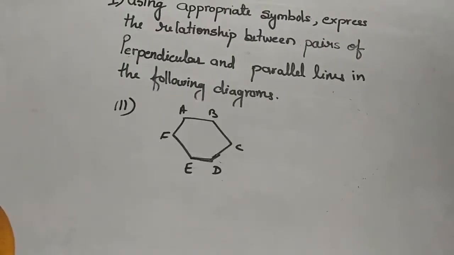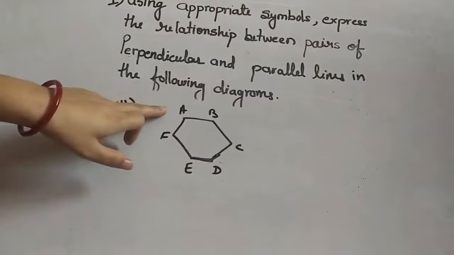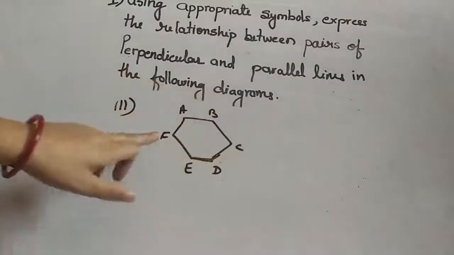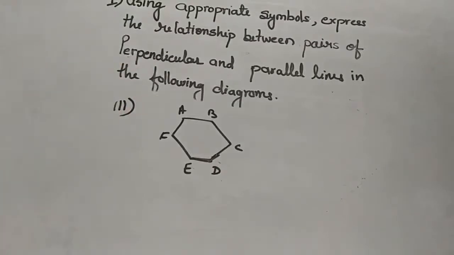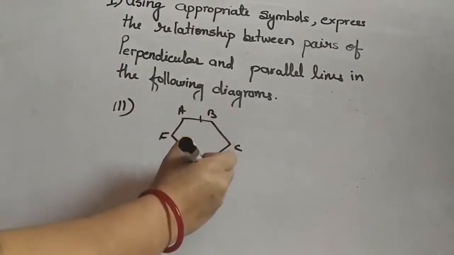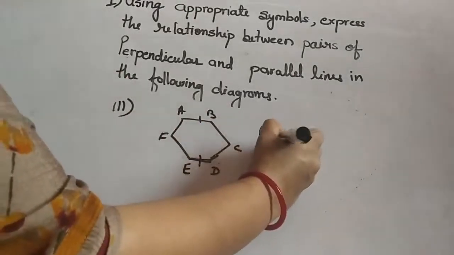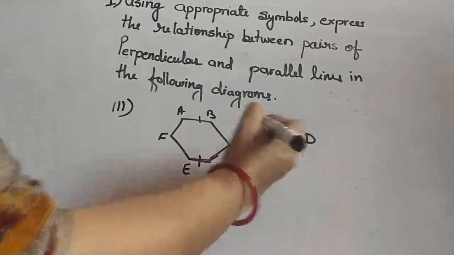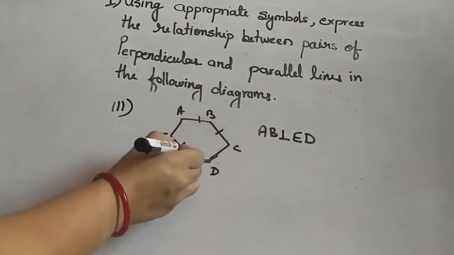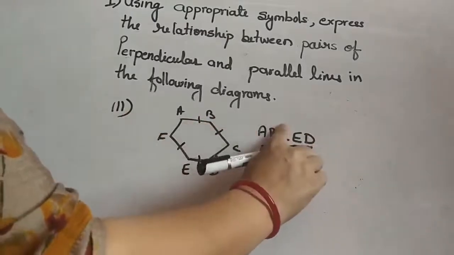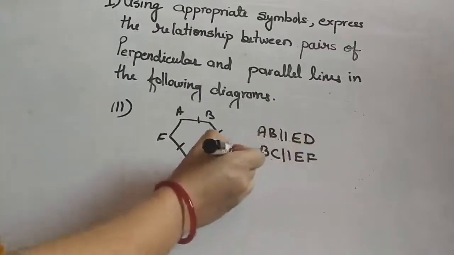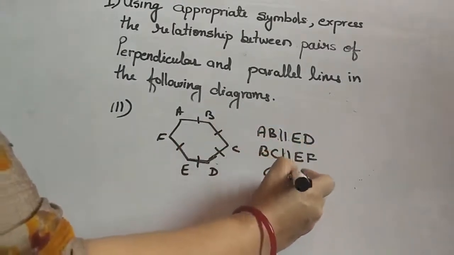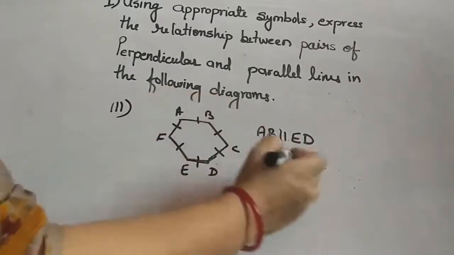The third example, hexagon ABCDEF. In this, as you can see, there is no pair of perpendicular lines. So we'll go to the parallel lines. AB is parallel to ED, like this. BC is parallel to EF. CD is parallel to FA.